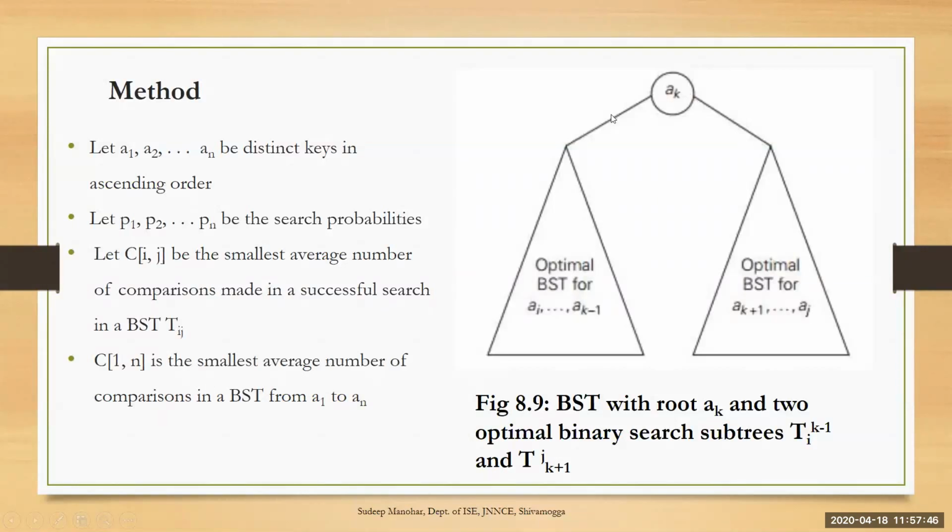Now understand this diagram. So AK is the root node. AK means K is the root node, and to the left of that is AI, because tree starts from I. AI to A of K minus 1. So 1 less than the root node, and the right subtree starts from A of K plus 1 till A of j. A of j is nothing but n here, if you consider it as a full, complete tree.